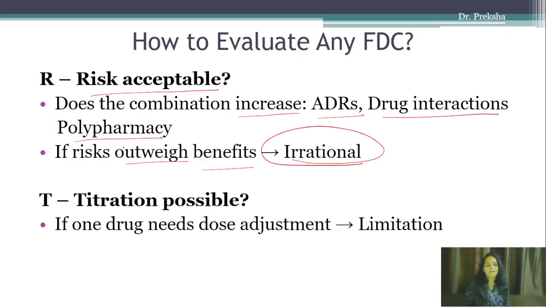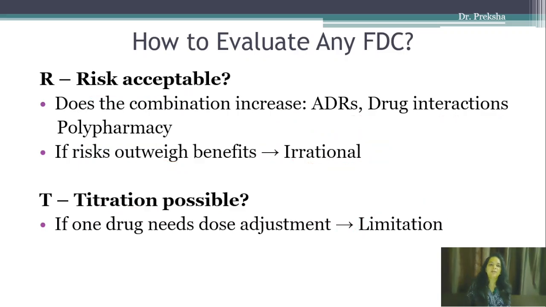And T stands for whether titration is possible or not. If one drug needs dose adjustment, then that is a major limitation, and in that case you will not choose an FDC. So the mnemonic to evaluate any FDC is SMART, and that we have discussed.